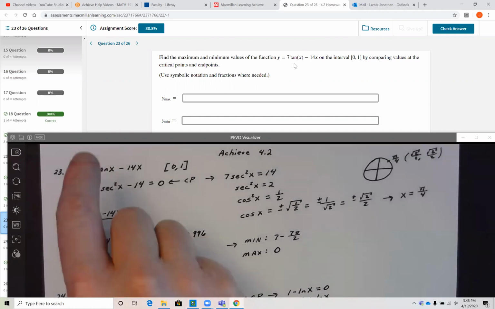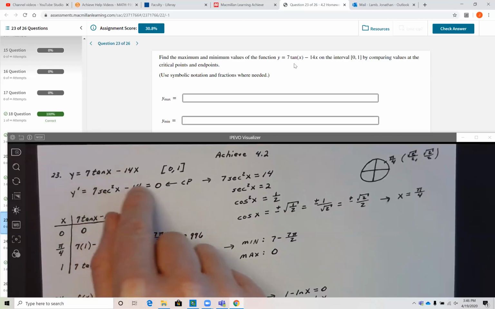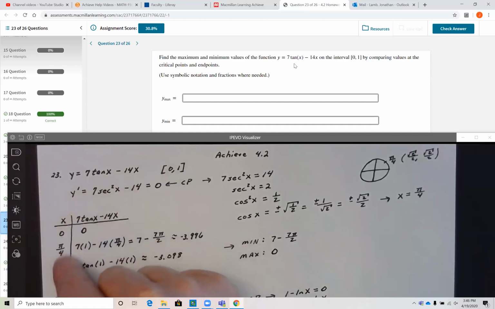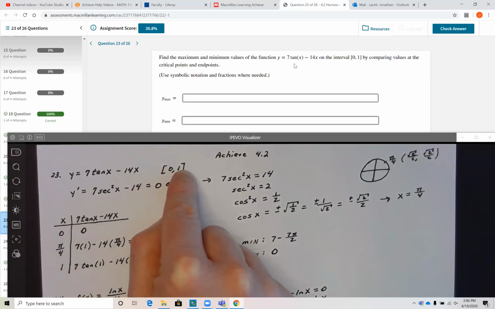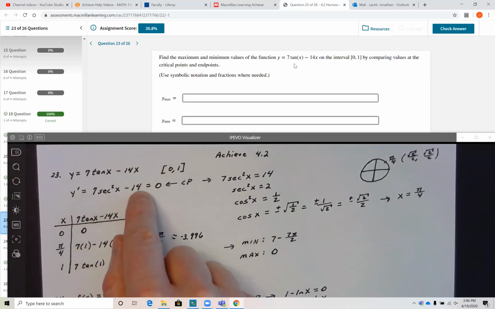So I automatically know in this problem, I have to take the derivative of this function, find the critical points, locate any critical points that are between 0 and 1, and then evaluate the original function at these endpoints and at the critical point. Whichever is the highest point is the maximum, whichever is the lowest point is the minimum. Pretty straightforward. So I take the derivative of this function, 7 secant squared x minus 14.